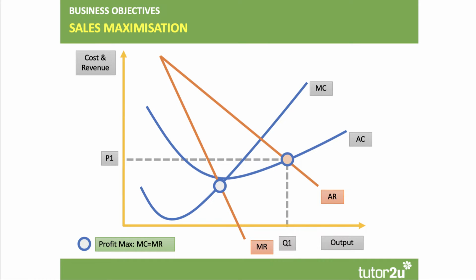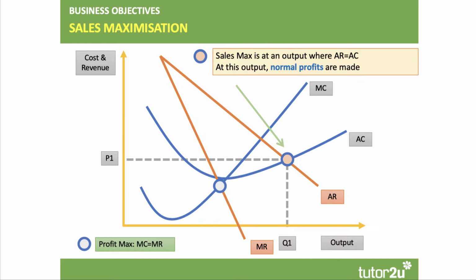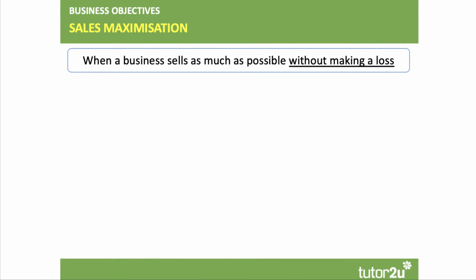Let's draw in the output. That gives an output of Q1, and we can sell that output at P1. So sales maximization is an output where cost equals revenue. At this output, assuming we build normal profit into costs of businesses, normal profits are made, otherwise known as the break-even point for a business. This is sales maximization. So sales maximization is a theoretical objective of a business, which involves selling as many units of a good or service as possible, but without making a loss.